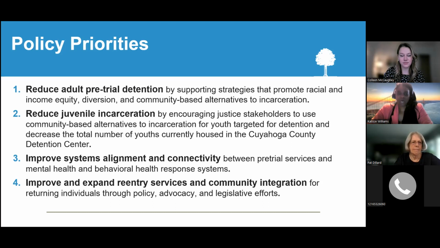When we see youth committing community harm or behaviors that our society does not approve of, we don't always have to incarcerate, and so we need to think of other solutions. The third priority is looking at systems alignment and connectivity between pretrial services and mental health and behavioral health response systems. Again, our response to people who have a mental or behavioral health crisis is to have a police response or have a carceral response. But if we can support those community-based options, especially for people in crisis or for people who just really need additional support, then we should be doing that.